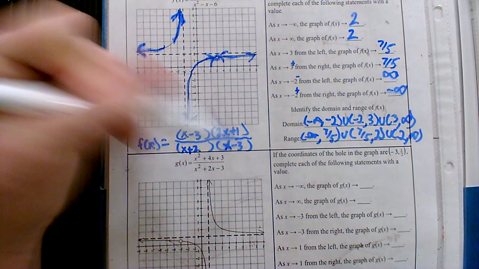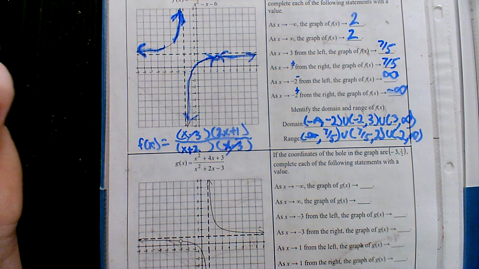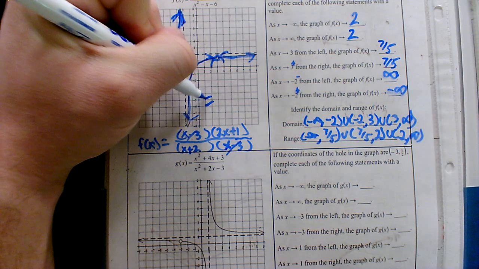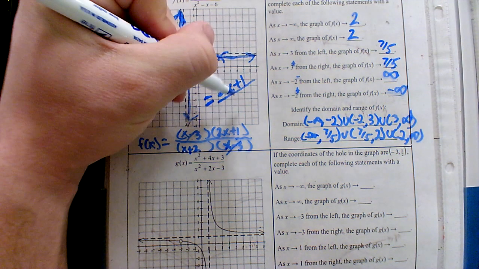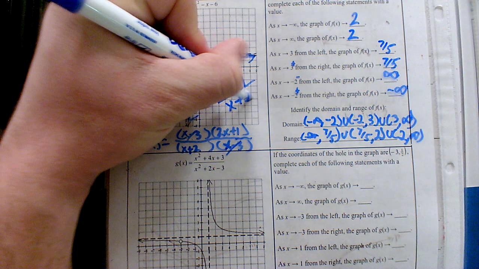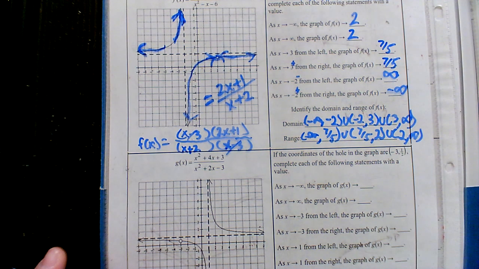Now if you write a simplified version of that, yeah, the x minus 3's cancel, so I'm going to write it up here just because that's where I have room, but the function would actually be 2x plus 1 over x plus 2. That is your simplified function. Alright, any questions about this example?